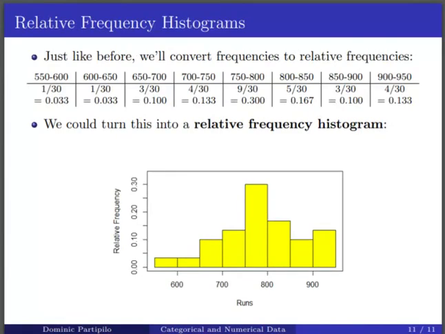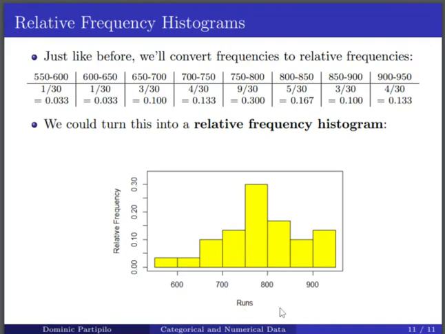So we could do the same thing with the relative frequencies and construct a relative frequency histogram. So we have 30 MLB teams from that sample. So we're going to divide each of these values by 30 here. And if we do that, we'll come up with a relative frequency distribution that looks something like this. So just like before, we can turn this into a relative frequency histogram.